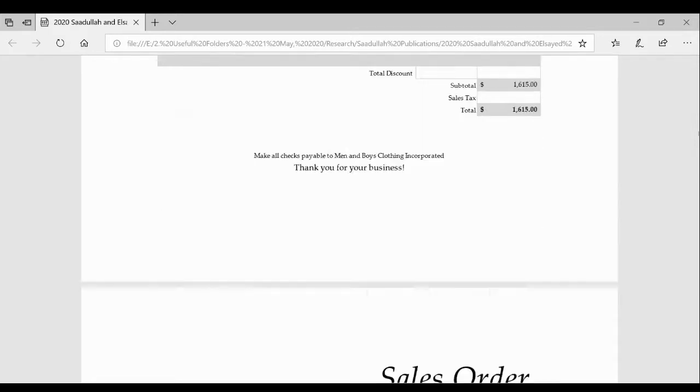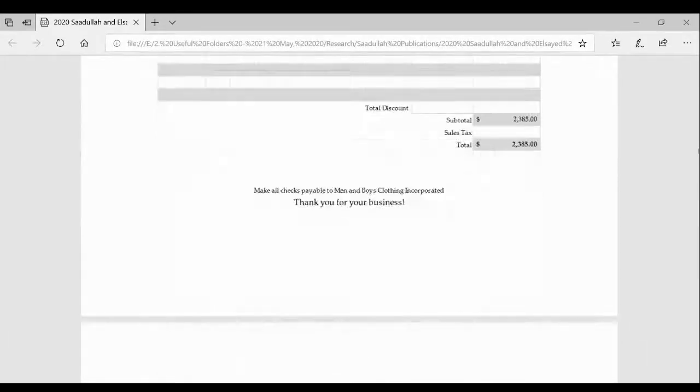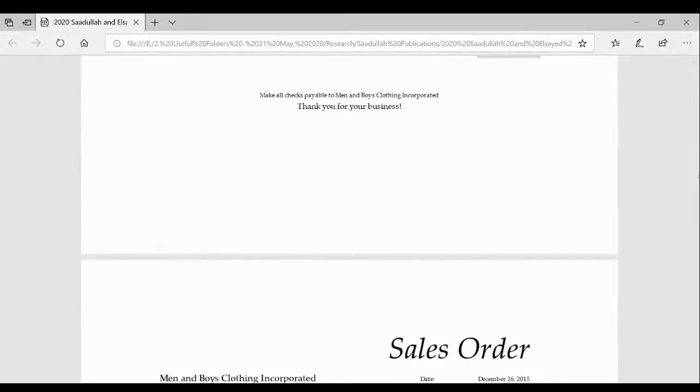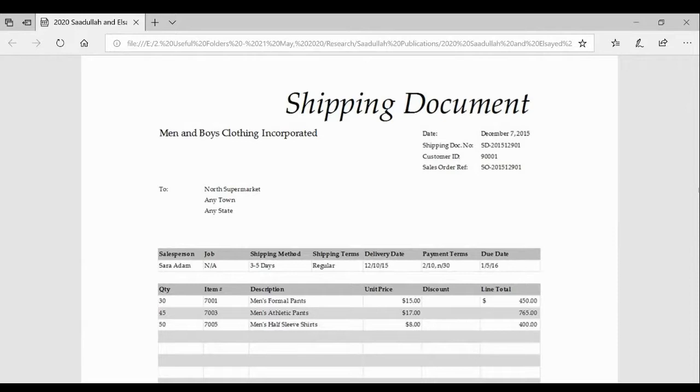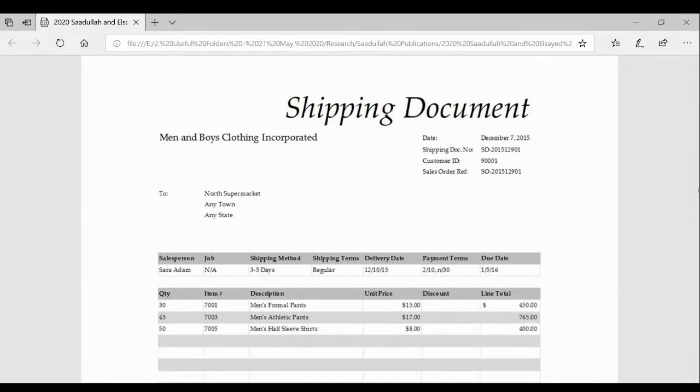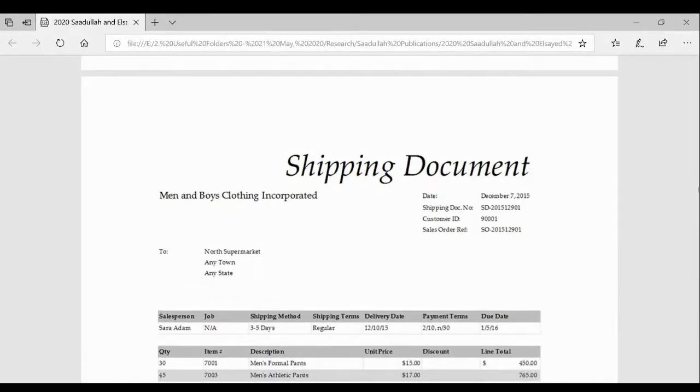Okay. So now we have a sales order. Now let's see if we have a shipping document. Here we have a shipping document. What is the date on that shipping document? Quick, quick, quick. What is the date on the shipping document?